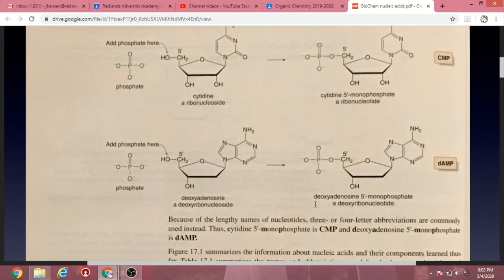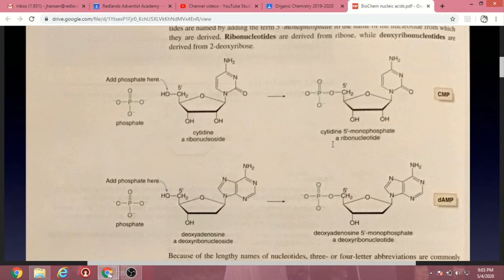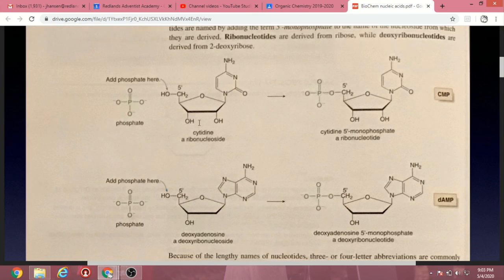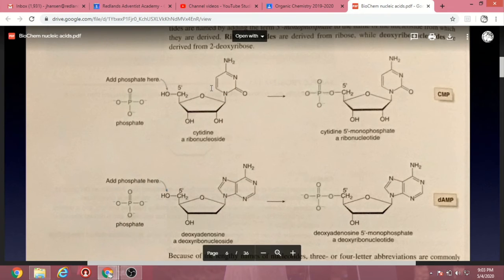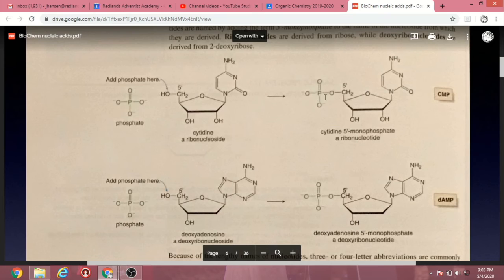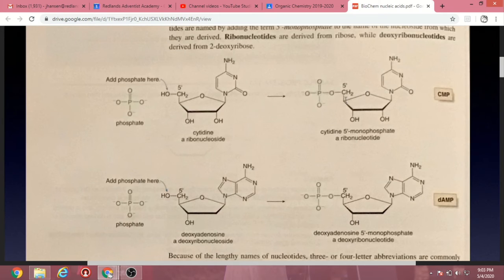And you also want to specify the 5' carbon is where the phosphate is. So like here you see the nucleoside is cytidine, which comes from the fact that we have ribose and cytosine. You add the phosphate and now you have cytidine 5' monophosphate. It's always going to be 5'. In this case, we only have one phosphate, so it's monophosphate.